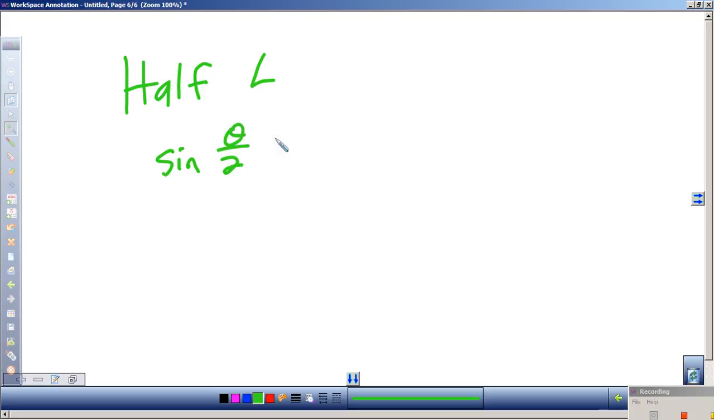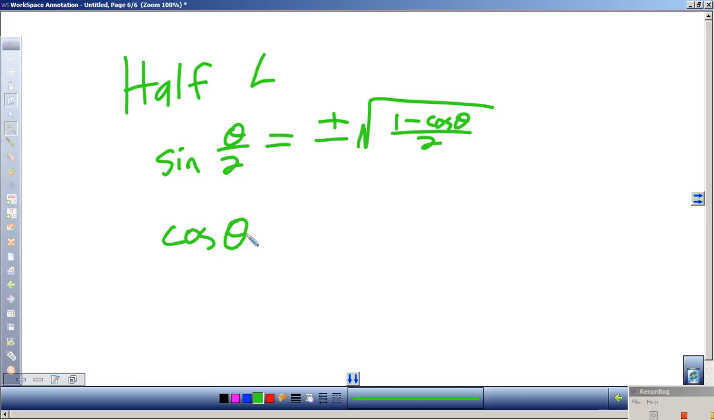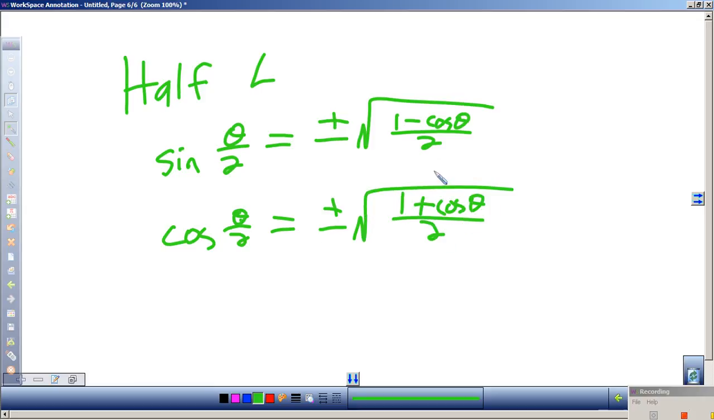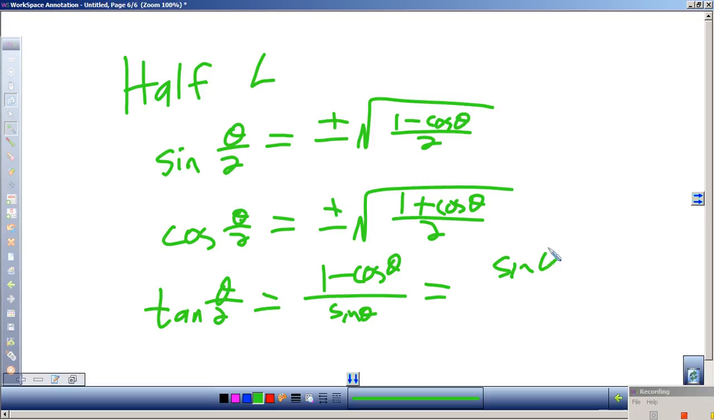Sine of theta over 2 is equal to plus or minus the square root of (1 minus cosine theta) over 2. Cosine of theta over 2 equals plus or minus the square root of (1 plus cosine theta) over 2. And tangent, this is the one where tangent is the nicest of the three: (1 minus cosine theta) over sine theta, or sine theta over (1 plus cosine theta).